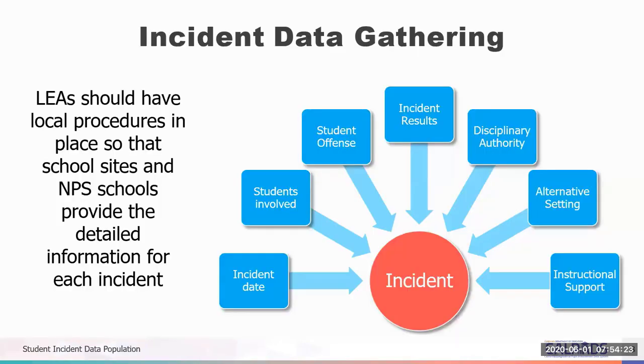So as you are gathering data for these incidents throughout the year in your student information system, your LEA should have local procedures in place so that you can share this information with school sites and they know what to collect. Things like the incident date, students involved, the student offense, the incident's results, the discipline authority, alternative settings, and instructional support are all important elements of an incident. The LEA, as well as the MPS schools that support the LEA students, must be able to collect this data.